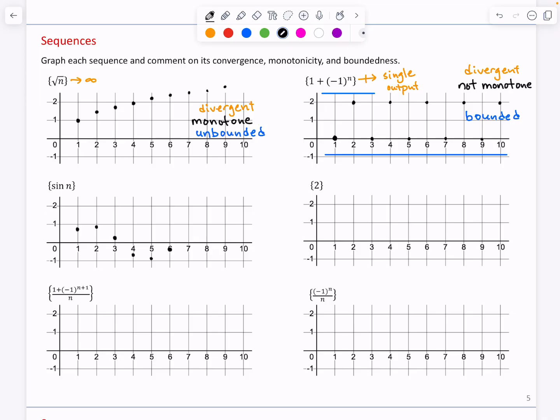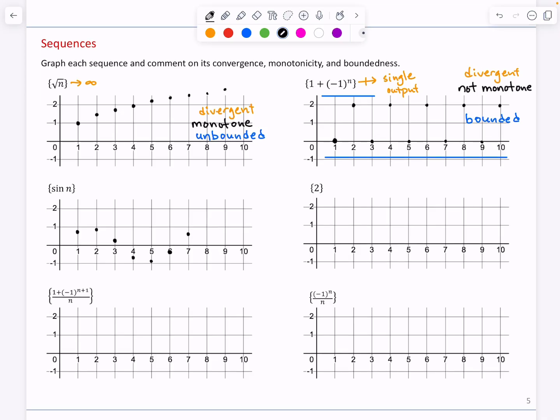Sine 7 about 0.65. Now what's happening here is we are getting a sequence whose outputs correspond to points that are along the curve sine of x, which crosses the x-axis at pi, which is just past 3, and again at 2 pi, which is just past 6. As n approaches infinity, this sequence does not approach a single output, so we say it is divergent.